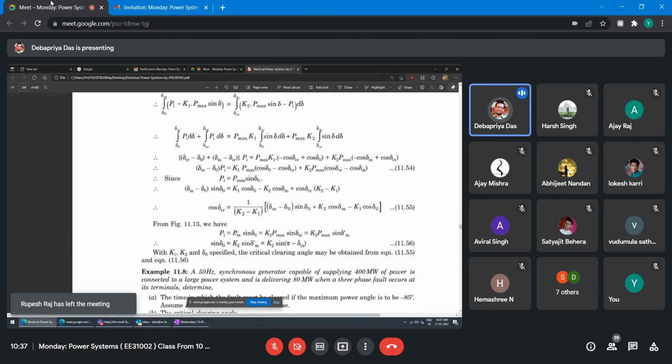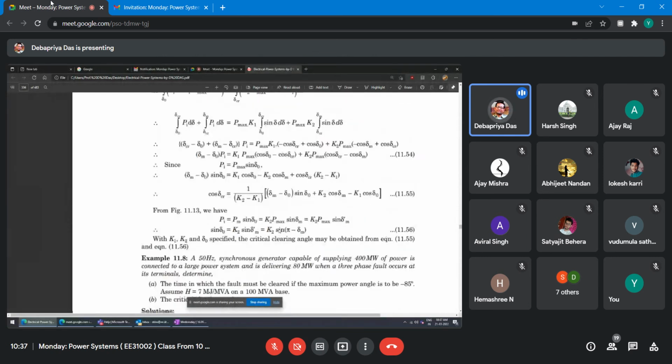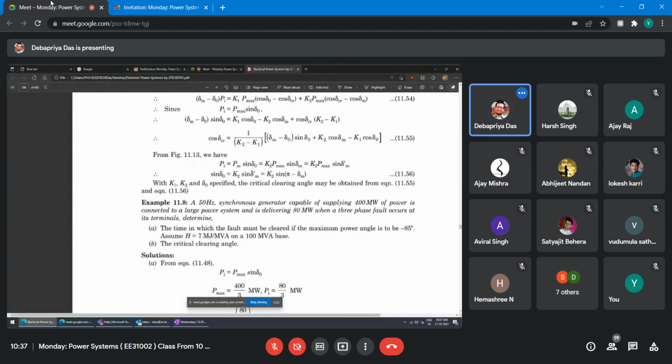If you put all these things, then you will see sine delta zero will become K2 sine delta M dash, which is K2 sine of pi minus delta M. Right, this is a simple thing. And I want K2, and delta zero will be given, it will be specified. The critical clearing angle you will obtain from equation 55. So all data will be given. Right, so that's all for your theory.